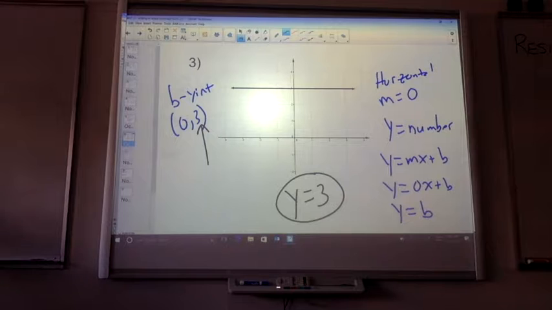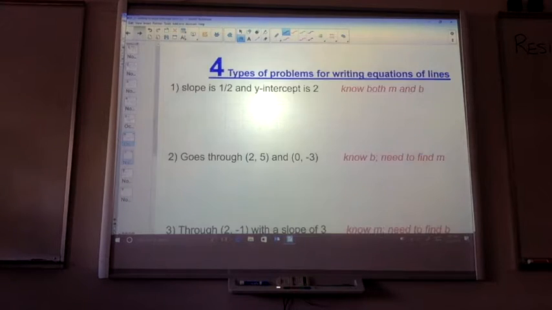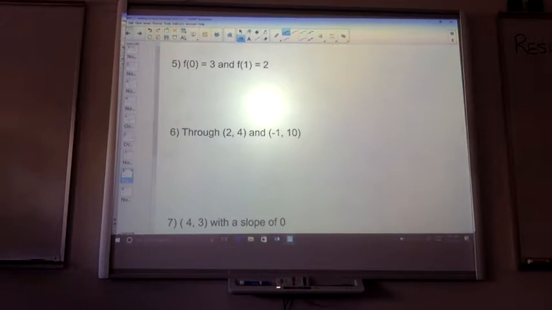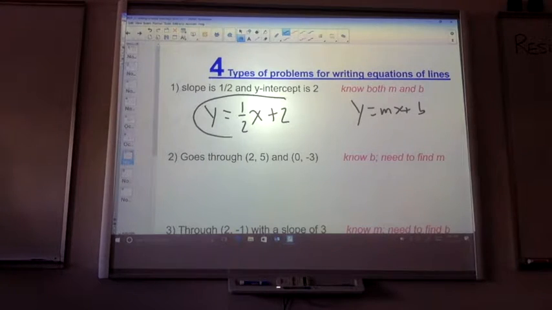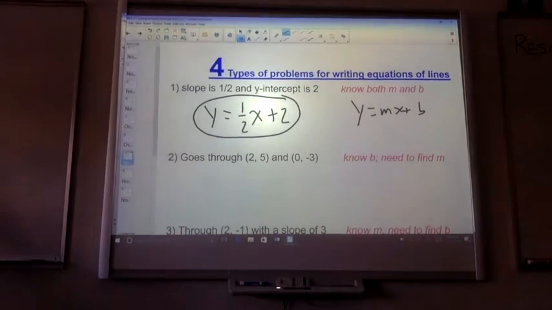Good. Okay, so there's 4 types of ways to write these problems. You have the slope and the y-intercept, so you both know m and b. So if I know both m and b and I use y equals mx plus b, what would this equation be? Y equals 1 half x plus 2. Done. So that's when you know both m and b.